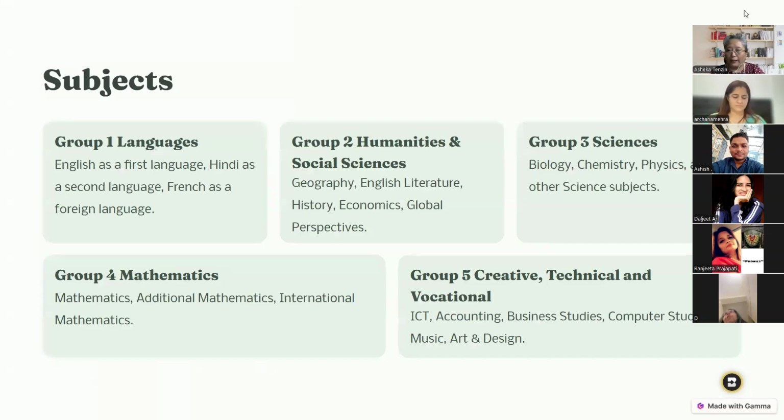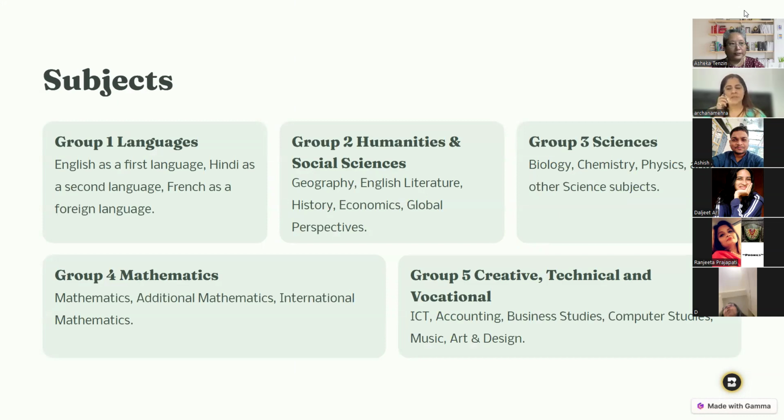And these are the 5 subject groups of the IGCSE. Okay. In group 1, you have languages, where you can study English as a first language, Hindi as a second language, French as a foreign language. Schools also offer German, Spanish, but most of the schools offer English, Hindi, and French in India. Group 2 is humanities and social sciences. In this, you have the following subjects: geography, English literature, history, economics, and global perspectives. So these are most of the subjects that are offered in India as group 2 humanities and social sciences subjects.